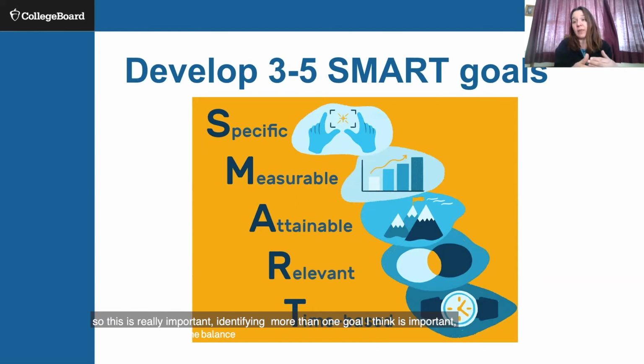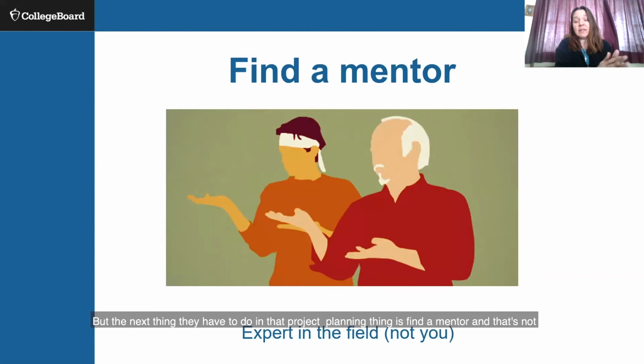Identifying more than one goal, I think, is important, and they need to come up with three or four to make sure that they've got some background. The next thing they have to do in that project planning document is find a mentor, and that's not necessarily you. If they're really interested in art and their project is to take an artistic spin on whatever it is they're studying, then you may not be the expert in that field. I certainly am not. So they need to be connected with someone who can help them do that.